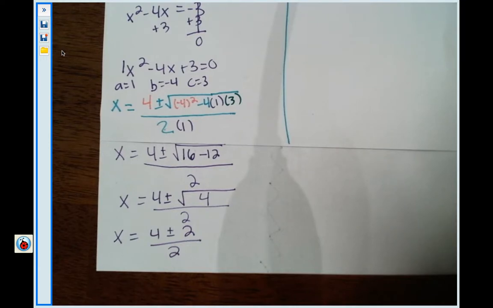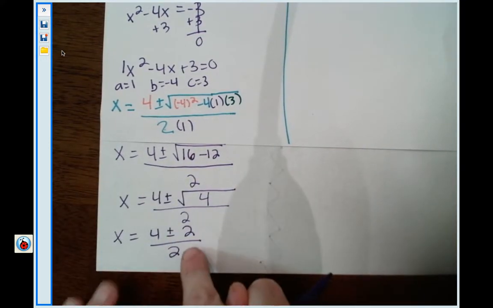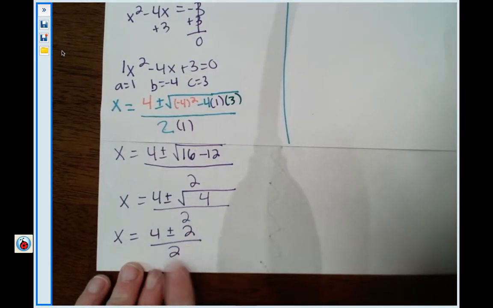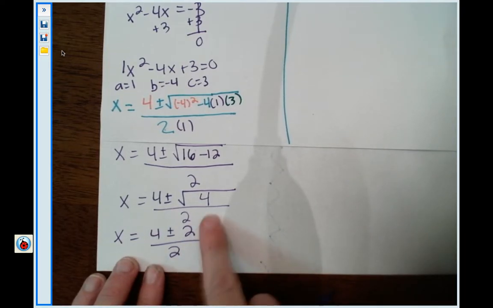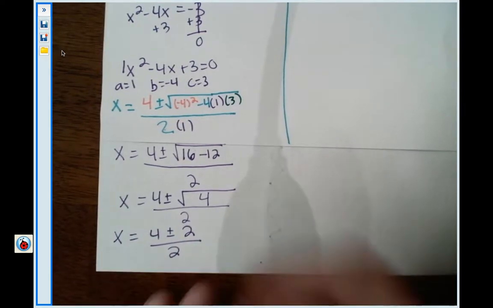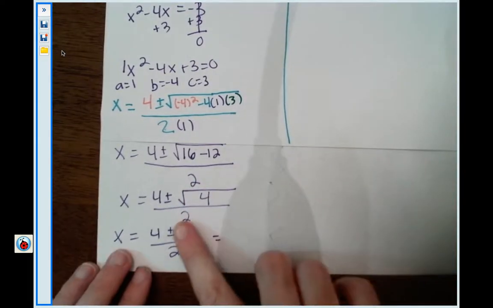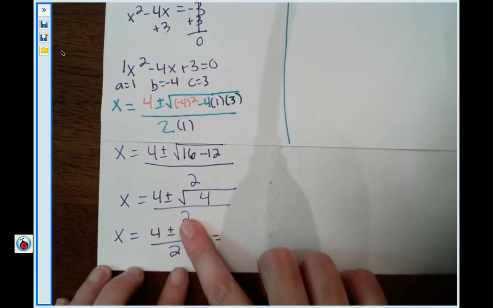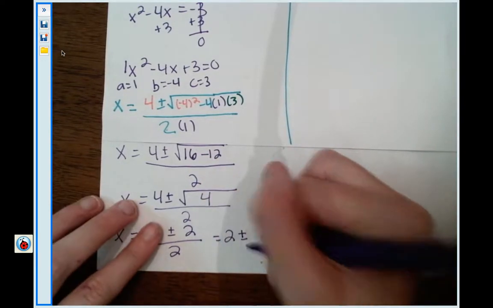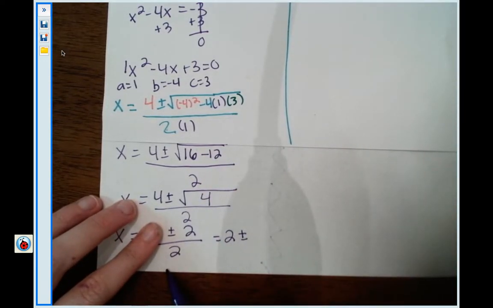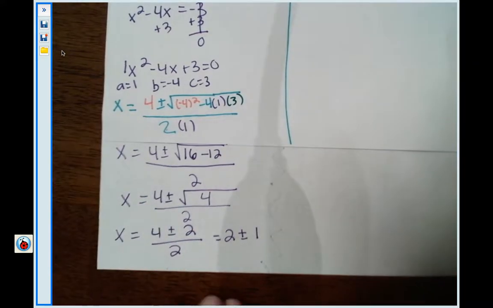Now I'm going to show you how to simplify this down, which you can only do if the denominator will go into all parts of the numerator. If the 2 only goes into one of them, we cannot simplify it this way. So let's simplify. I'm going to look at this one first. 4 divided by 2 will give me a 2, so it'll be 2 plus or minus. Now I'm going to look the other way. 2 divided by 2 gives me a 1. So this is equivalent to that.